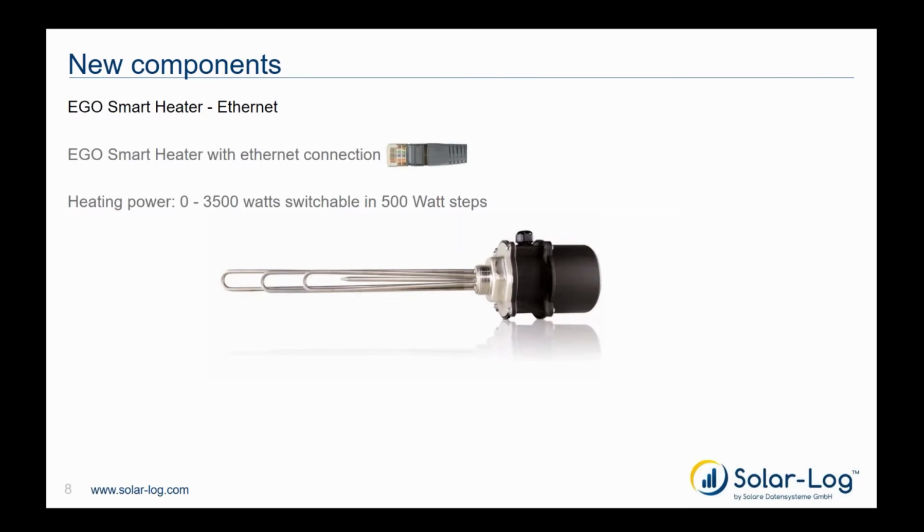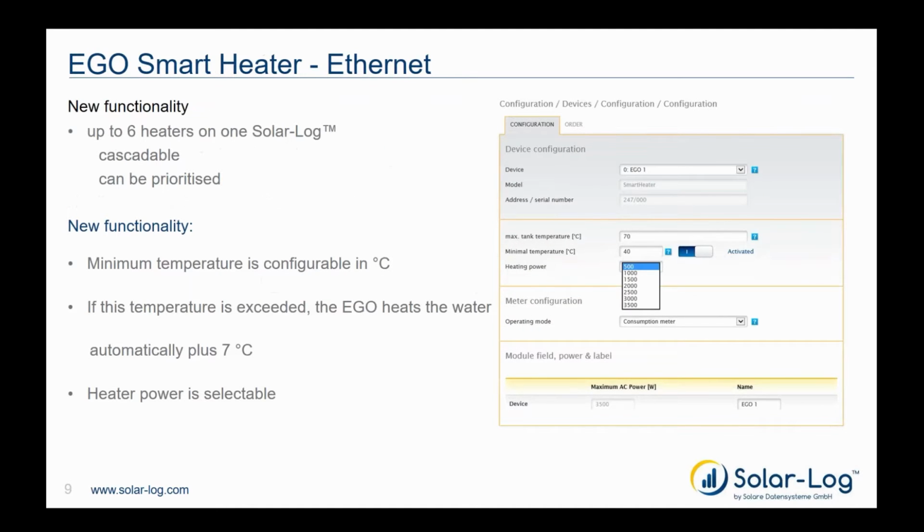Another new component, the EGO Smart Heater. It's now available in an Ethernet version. You might know this device. It was available in an RS485 version before. Now you can connect it directly over Ethernet. The heating power is the same as it was before, from 0 to 3000 watts, switchable in 500 watt steps. But what's new now, you can connect up to 6 heaters to one SolarLog, and they are now cascadable and can be prioritized. And you can also mix it up.